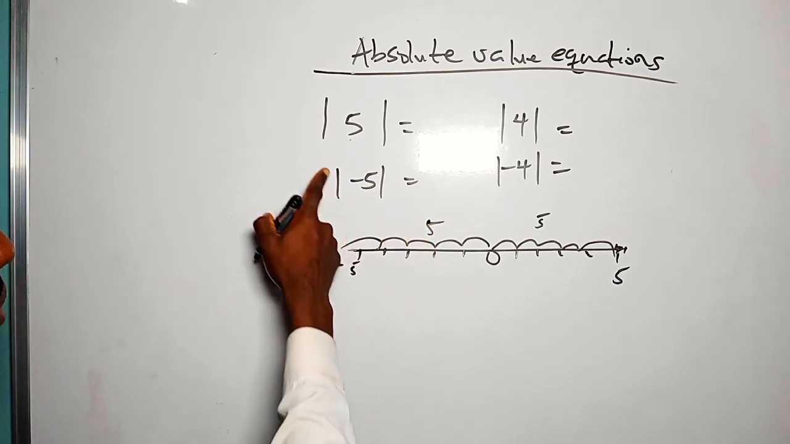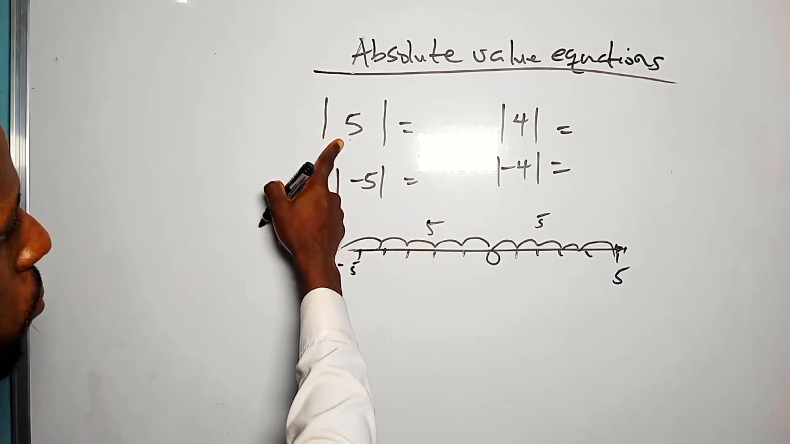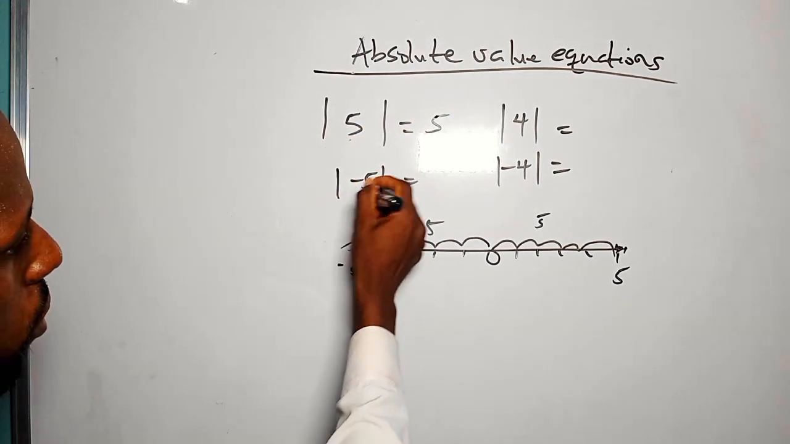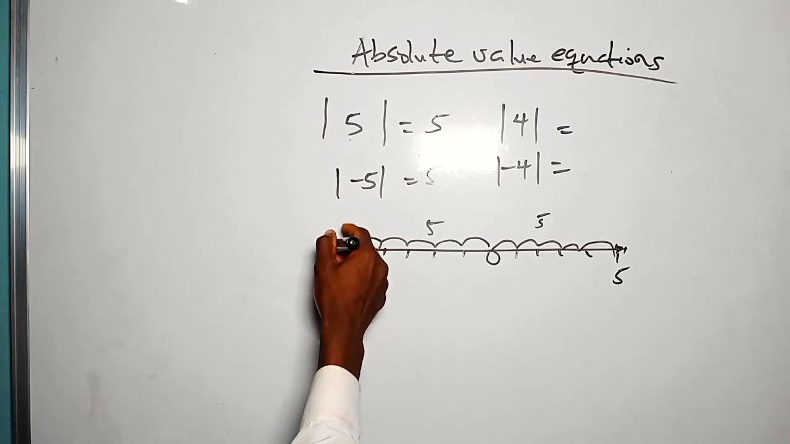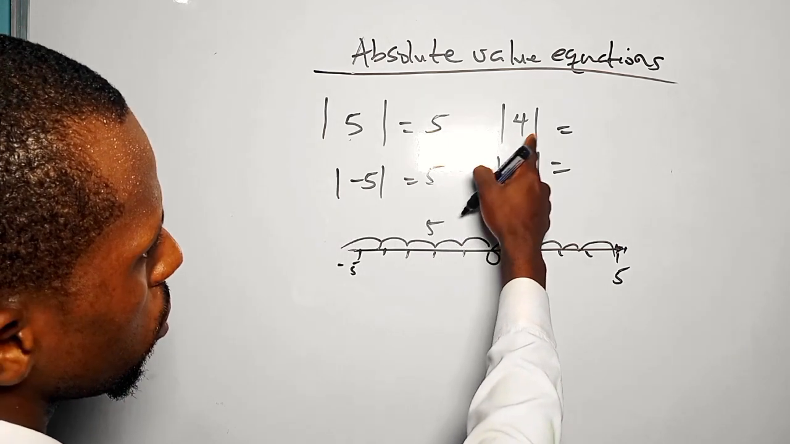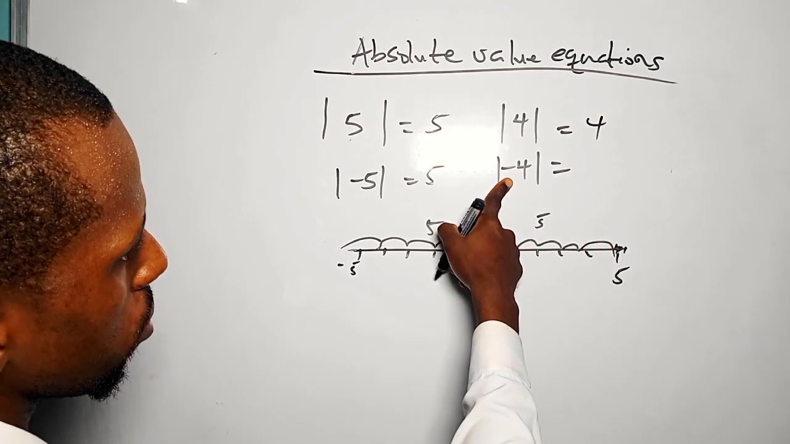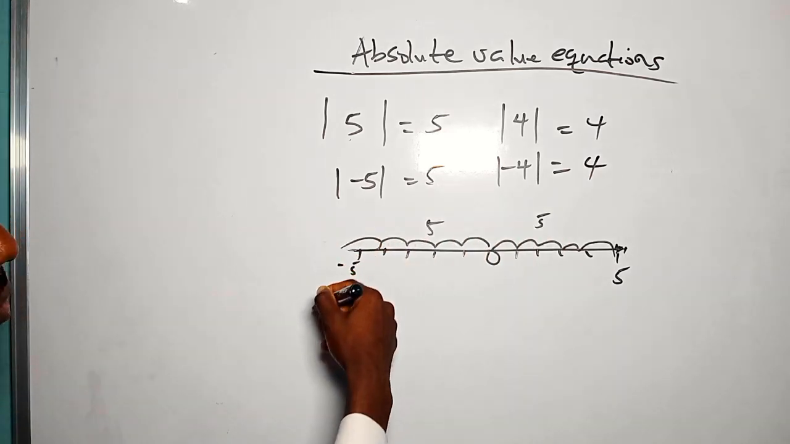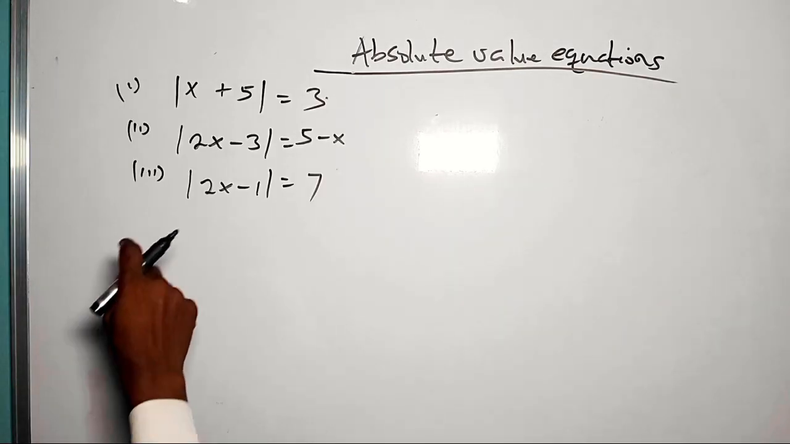So we can now conclude that the absolute value of 5 is 5, and the absolute value of negative 5 is 5 as well. The absolute value of 4 is 4, and the absolute value of negative 4 is still 4. So let us look at some examples.